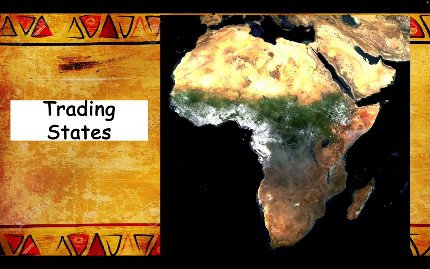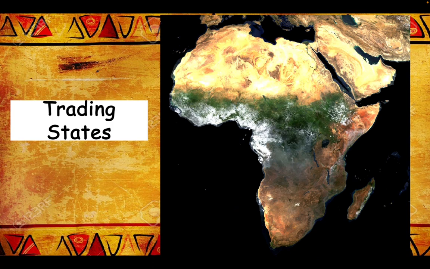But states did develop in sub-Saharan Africa. And these are going to be those special kind of states that we talked about before. They're trading states. A trading state is a smaller political unit that developed during this time period, and it's powerful because it controlled access to or the production of luxury goods or simply trade.